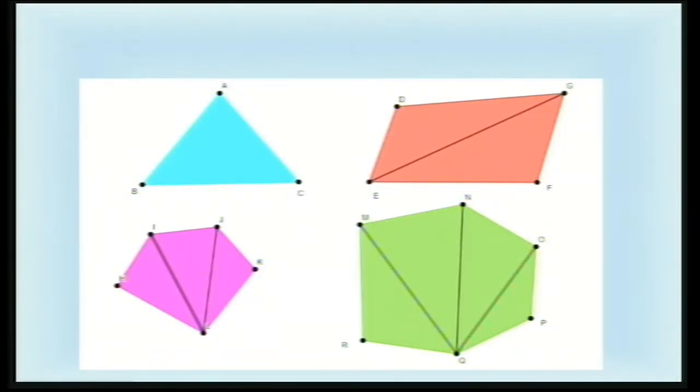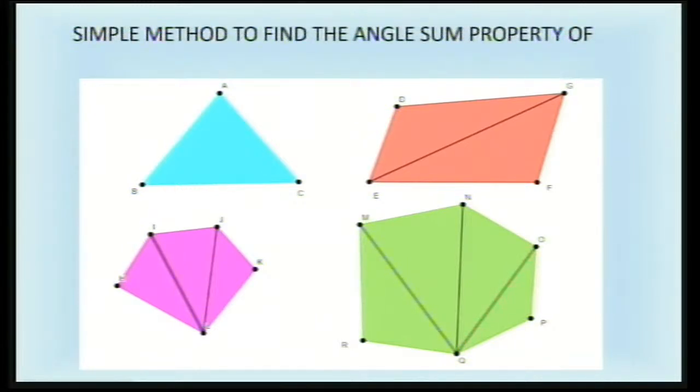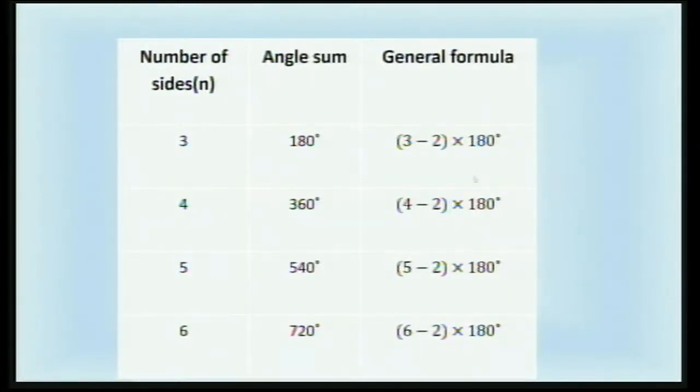So I am in the process of generating a simple method to find the angle sum property of any n-sided polygon. Using this idea of splitting any given n-sided polygon into triangles and trying to find out what will be their angle sum, I end up with such an observation. Suppose the polygon that I have taken has just 3 sides. I know a 3-sided polygon is a triangle. So I make this formula as (3 minus 2) into 180, which will give me the angle sum for a triangle. 3 minus 2 becomes 1. So 1 into 180, the angle sum for a triangle will be 180 degrees.